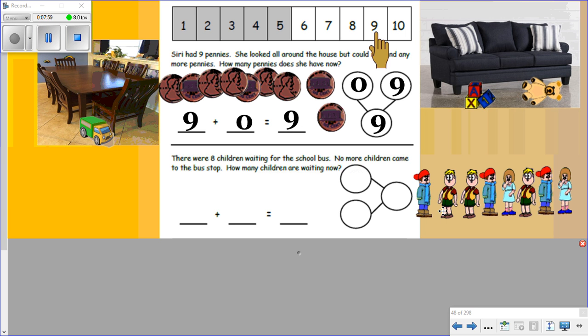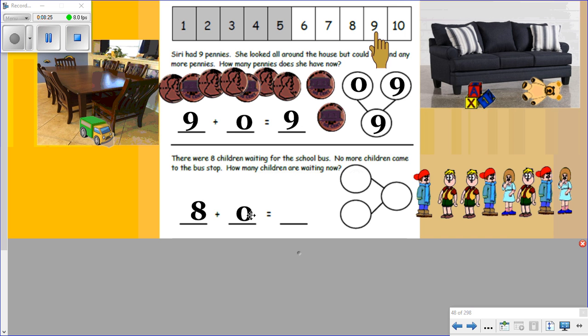Well, there they are waiting for the school bus. 1, 2, 3, 4, 5, 6, 7, 8. There's 8 waiting for the bus. And no more children came. So what's that number to show that no more children came? That's right, 0. So then what's our whole amount?